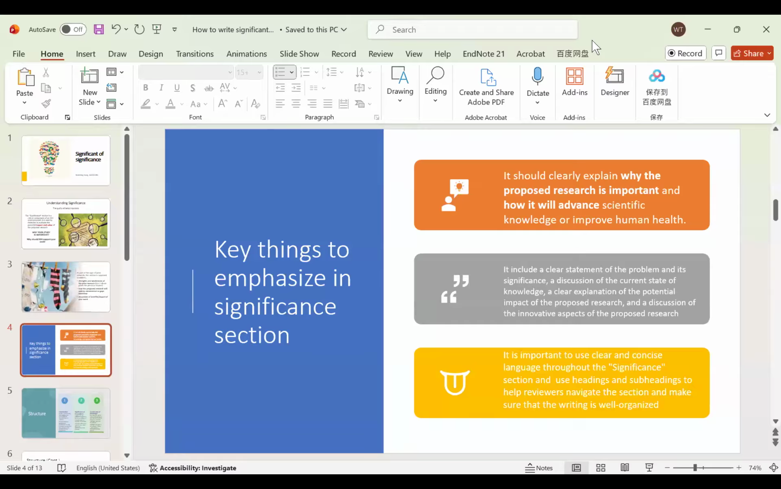We usually emphasize this in the potential impact section, or the summarization section at the end of the whole proposal. We want to summarize that, if this problem is successfully addressed, the knowledge and the methodologies we gained from the study can be used in different settings to address different problems, not only globally, but also in the USA. We want to emphasize this.